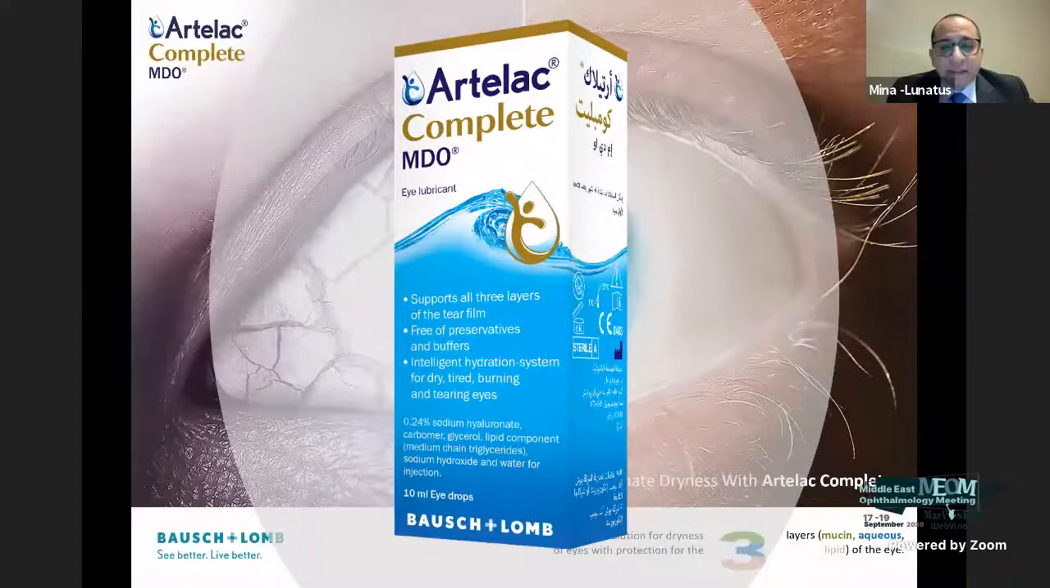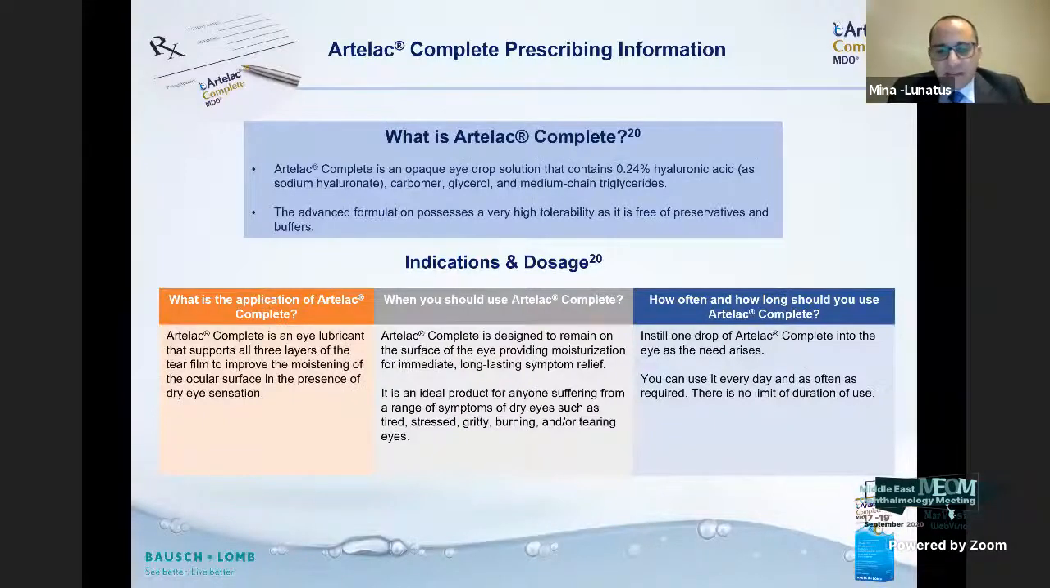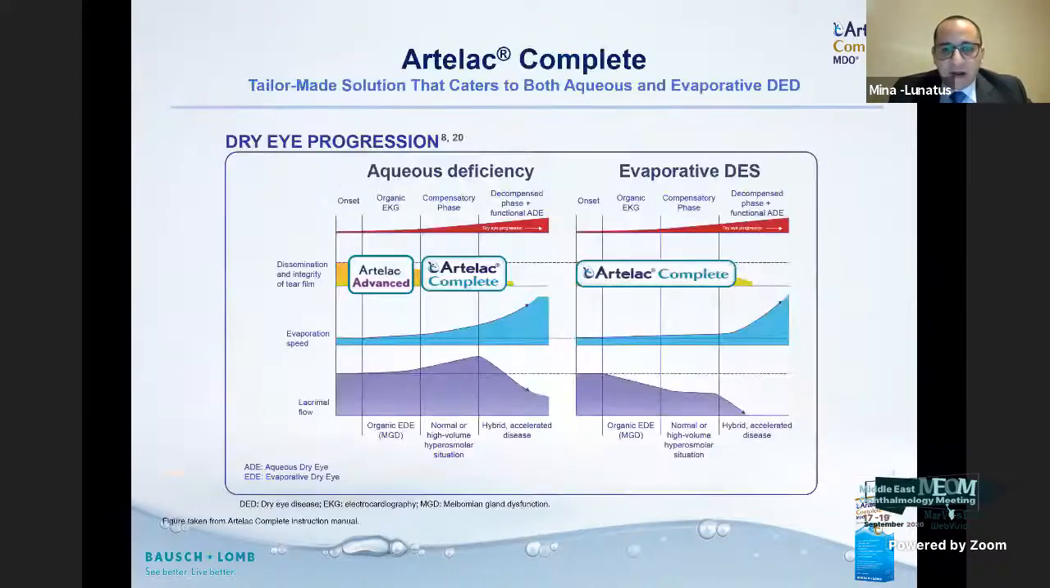In conclusion, Artilac Complete provides the support for all the three layers of the tear film. It's targeting the patients who have evaporative type or the evaporative subcategory of dry eye disease, whose main goal of treatment is to restore the lost balance or the lost integrity of the tear film to reduce the evaporation. Artilac Complete is approved by the UAE Ministry of Health, and it's approved with a dose with no limitation, neither on the duration of treatment or the frequency. It can be used as much as the need arises.